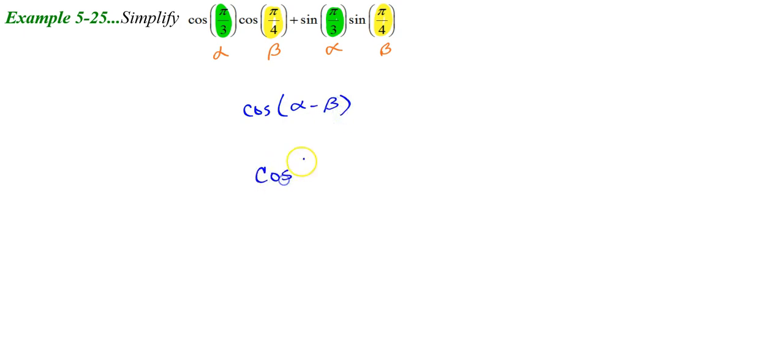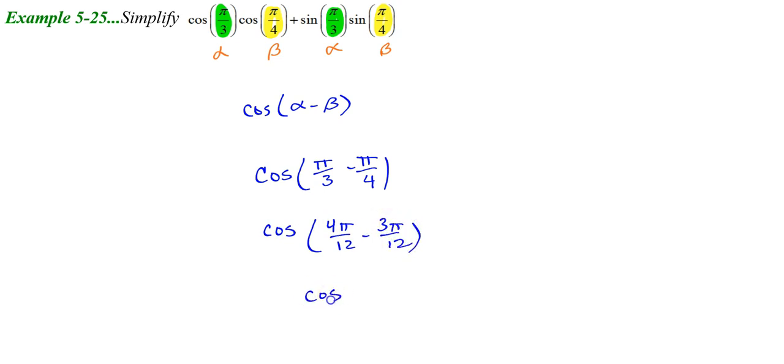So then I'm going to do cosine pi over 3 minus pi over 4. We need to actually do this, so we need a common denominator. So this is 4 pi over 12 minus 3 pi over 12. So this is cosine of 1 pi over 12. And then again, that's my answer.